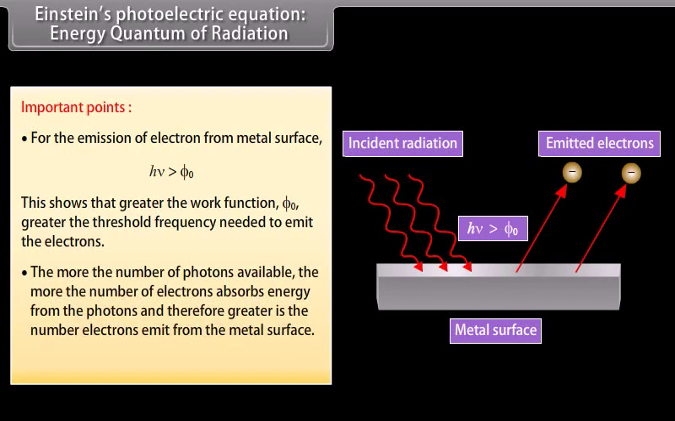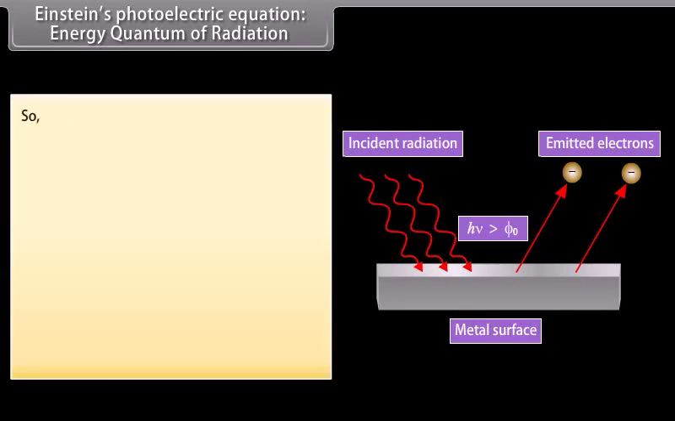The more the number of photons available, the more the number of electrons absorb energy from the photons, and therefore greater is the number of electrons emitted from the metal surface. We know that Kmax equals eV0, and Kmax is equal to hν minus φ0. So, hν minus φ0 is equal to eV0. eV0 is equal to (h/e)ν minus φ0/e.